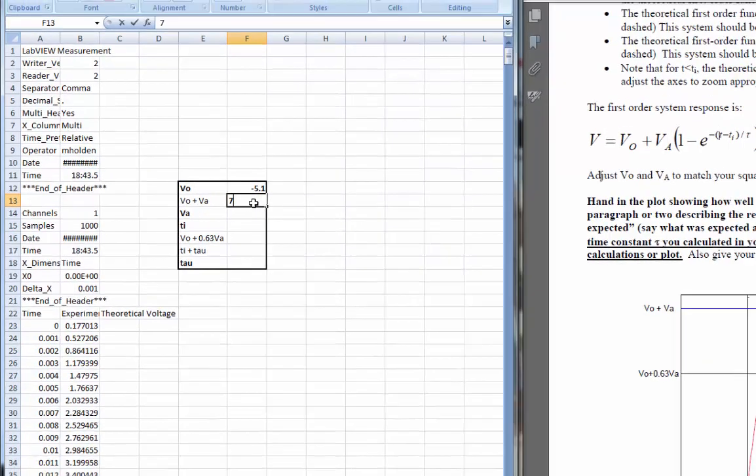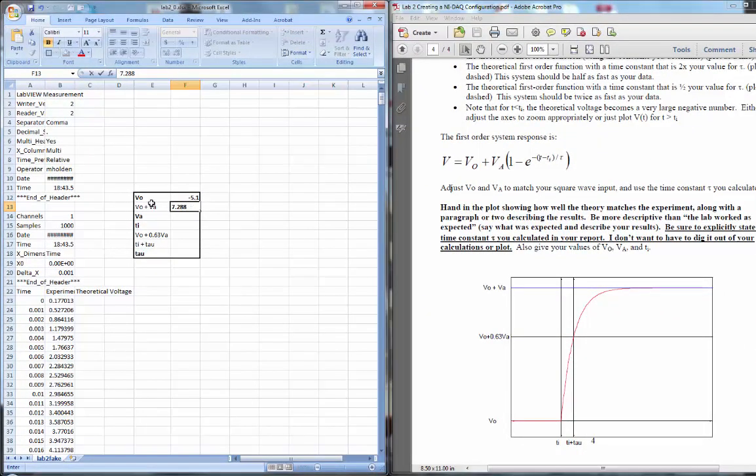So 7.288 volts is, again, that's V0 plus VA. So in order to get VA, I need to subtract one from the other. So that minus that, and I've got my VA of 12.388 volts. So my plot goes from -5 to 7.2 for a rise of 12.388 volts. Okay, those are the voltage, amplitude, and offset. Now I need to get the time offset, and then tau.